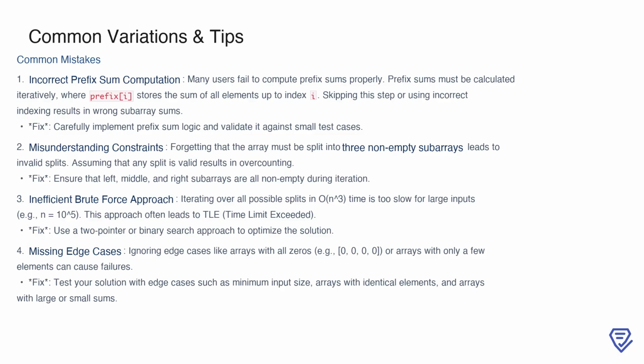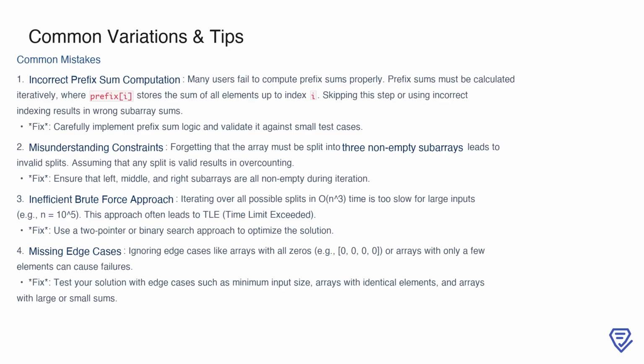Remember, the prefix sum array must be calculated iteratively, where each element at index i represents the sum of all elements up to that index in the original array. Skipping this step or making indexing errors can lead to incorrect subarray sums. To avoid this, carefully implement the prefix sum logic and validate it with small test cases.